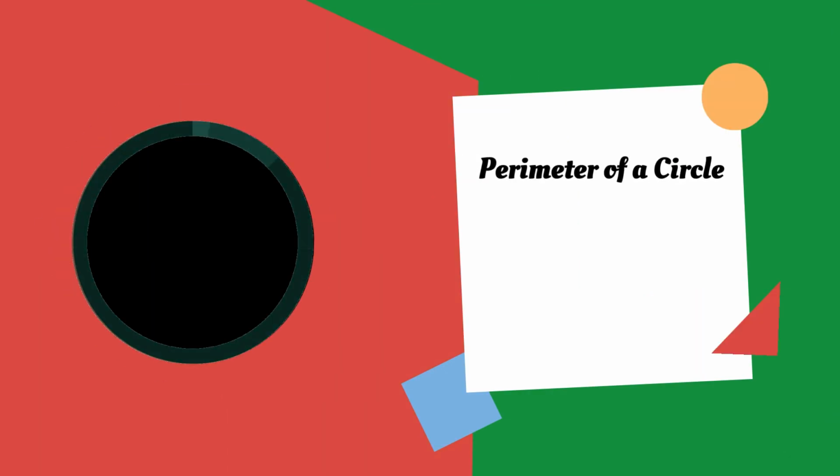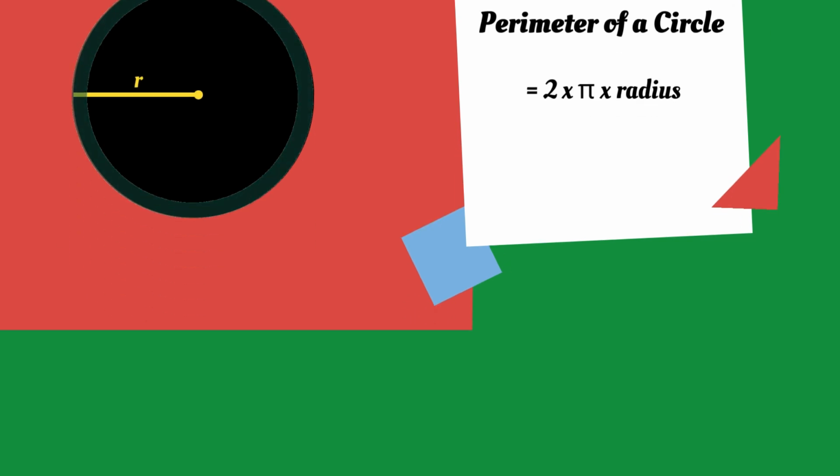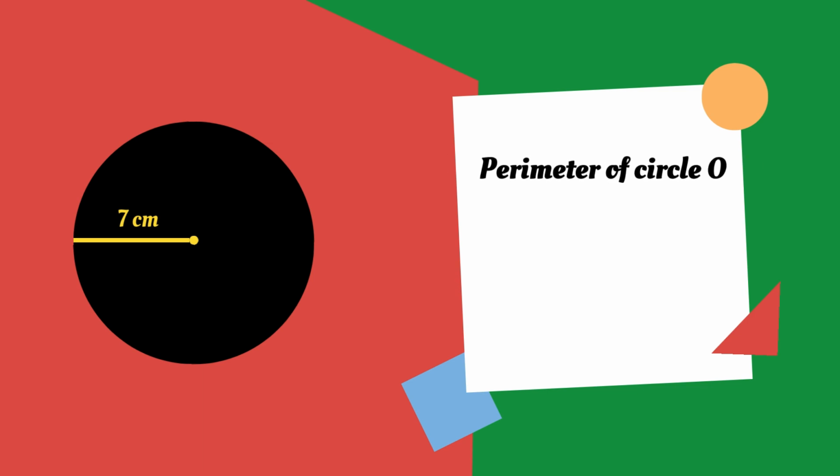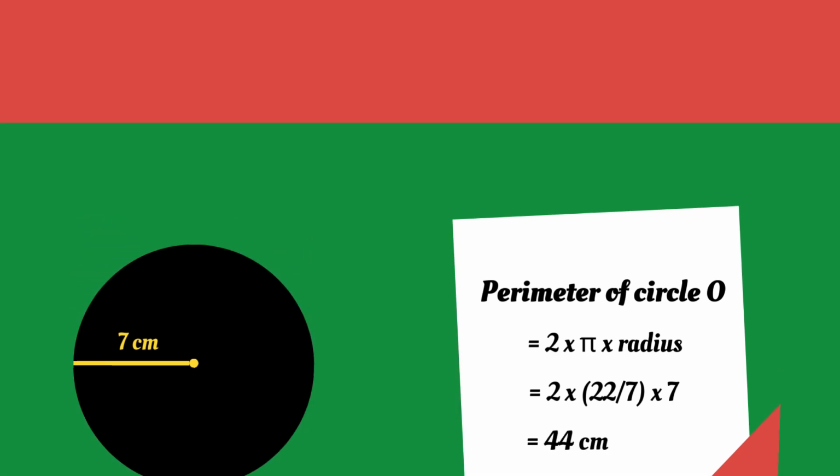The perimeter of a circle, also called the circumference, is 2 times the product of pi and its radius. Now, let us determine the perimeter of a circle with a radius of 7 cm. The formula for the perimeter of a circle is 2 times the product of pi and its radius. Considering the radius as 7 cm, we get the perimeter as 44 cm.